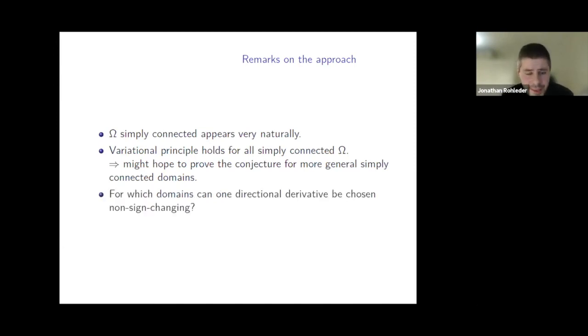Let me, yes, and somehow this is a related question. For which domains could one maybe expect that at least one directional derivative can be chosen non-sign changing? If one, for instance, would look at an equilateral triangle, then the smallest positive eigenvalue would have multiplicity 2, and there would be a symmetric and an antisymmetric eigenfunction. And for both of them, one would see that there is one directional derivative that is positive everywhere inside the domain, which of course would be sufficient to exclude critical points.